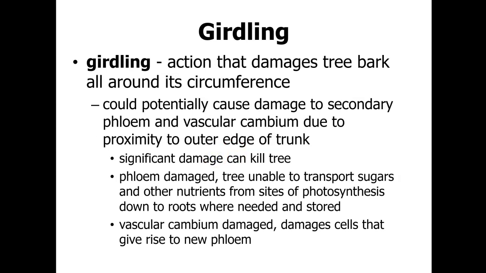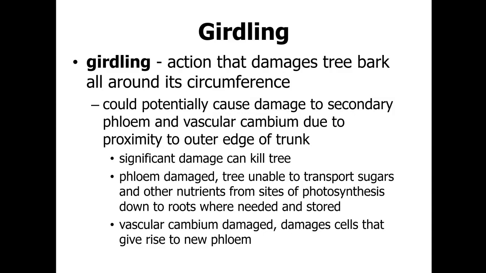Some things that people do to trees include things such as girdling. This is an action that's going to go in and damage a tree's bark around its circumference. It could potentially cause damage to the secondary phloem and vascular cambium due to the proximity of the outer edge of the trunk. And so if it is significant damage, it could actually kill the tree.